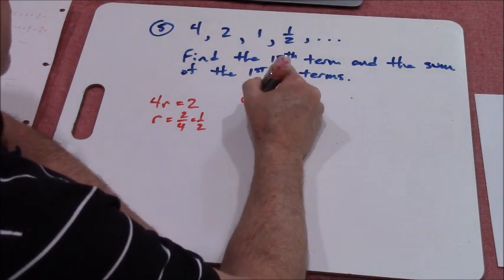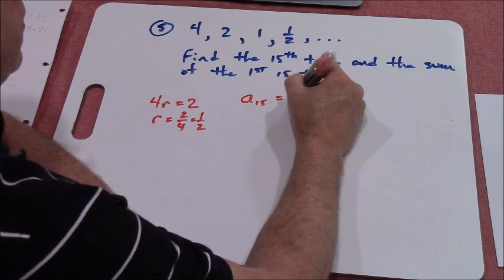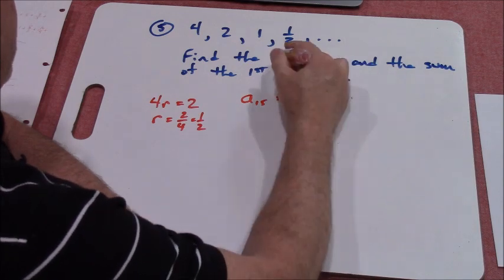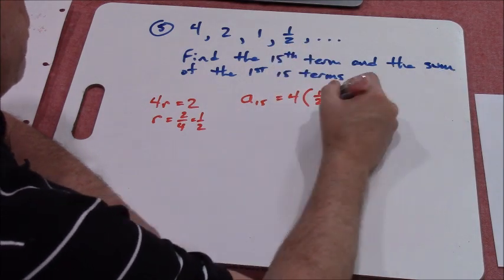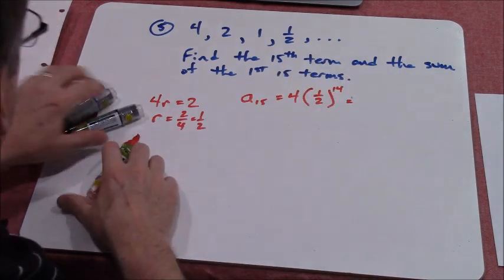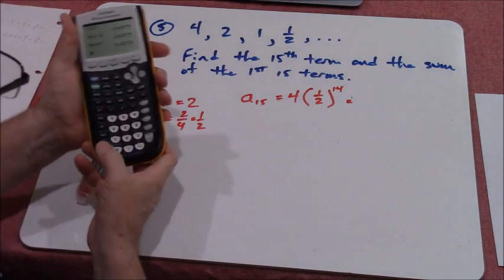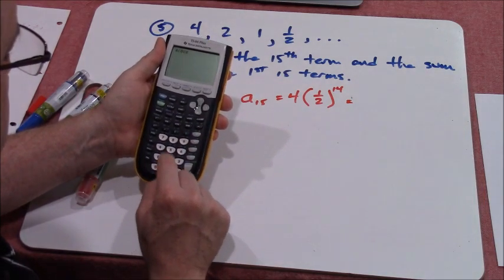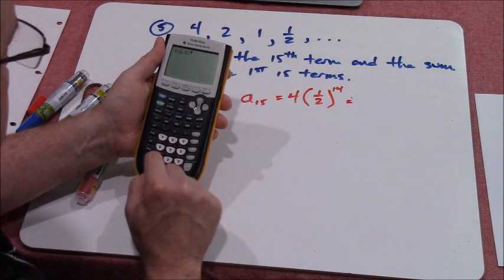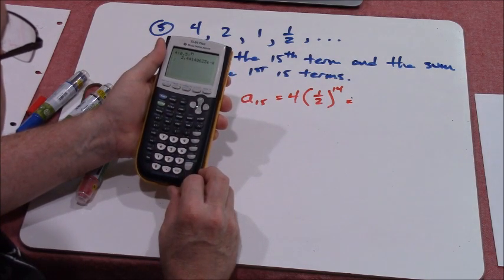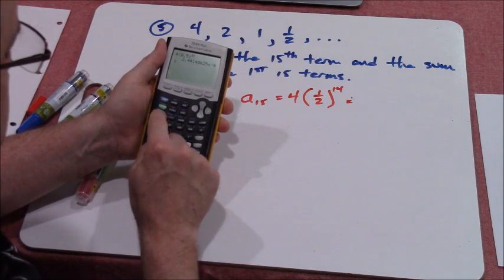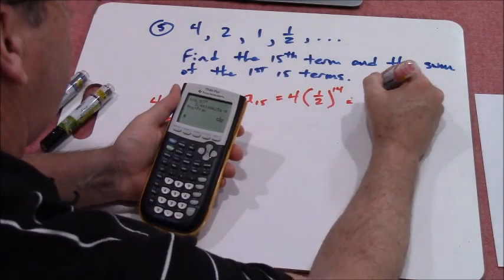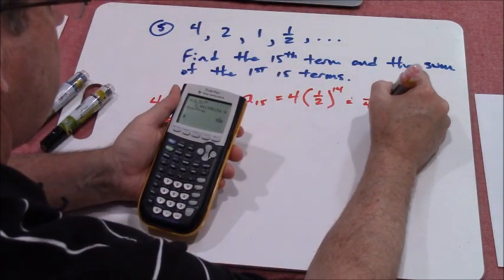So now what's the 15th term? Well, a sub 15 is going to equal the first term, which is 4, times our r value, which is 1/2, to the n minus 1, that would be 14. And so if I go ahead and do that on the calculator, I've got 4 times 0.5 raised to the 14th power, and I get some decimal number. I'm going to see if I can convert it to a fraction. And I can. I get 1 over 4,096.